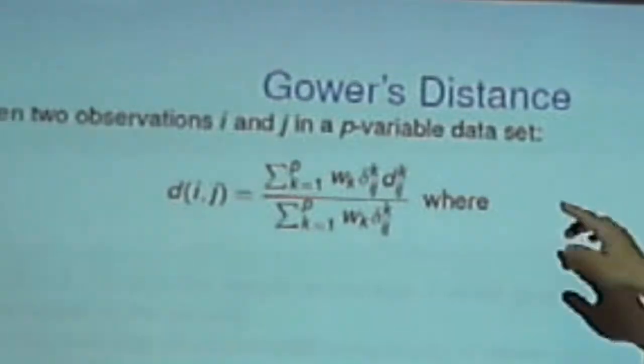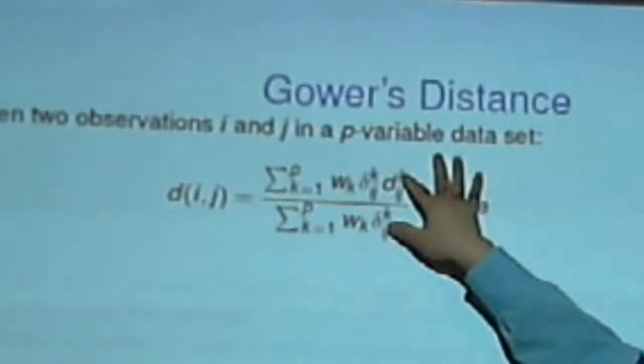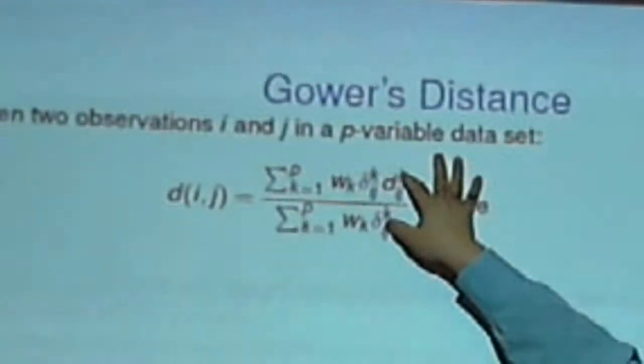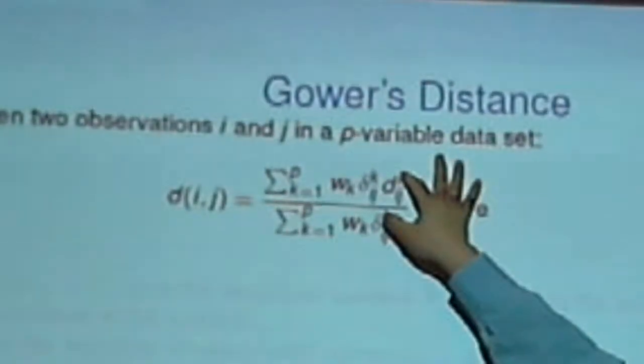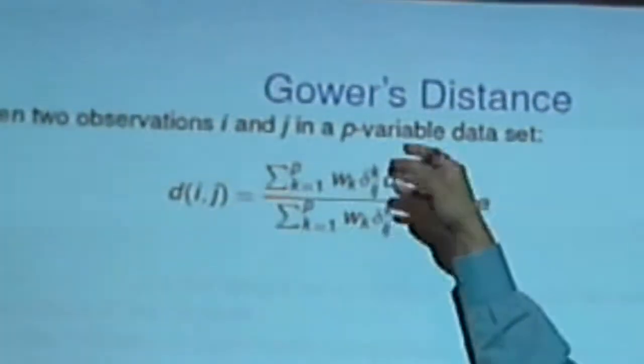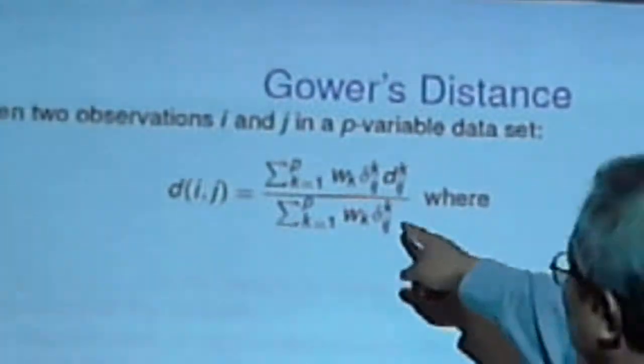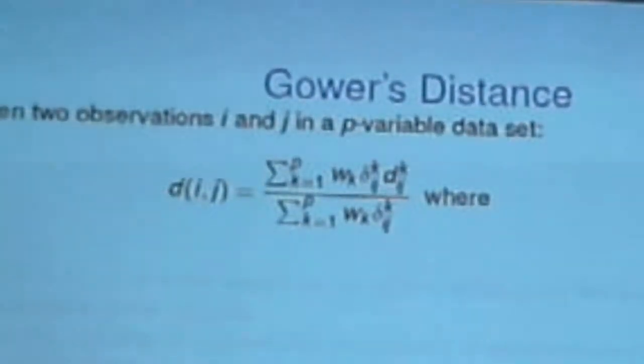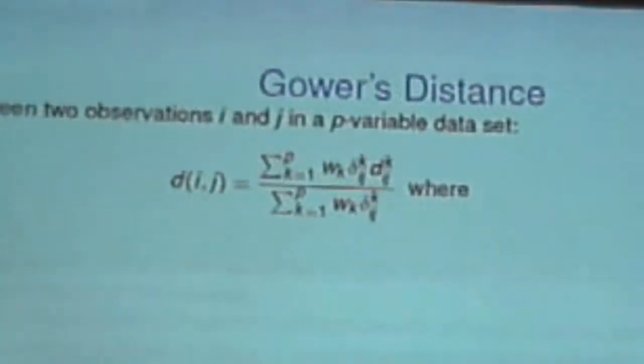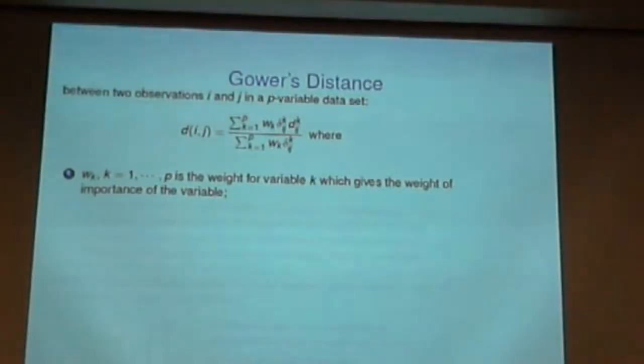Suppose d_ijk is the contribution to the total distance that we have from variable k. So basically, this is the weighted average of that, and the weights are given by this. I will explain further. At the moment, let's just look at the individual elements in this distance. First of all, w_k.